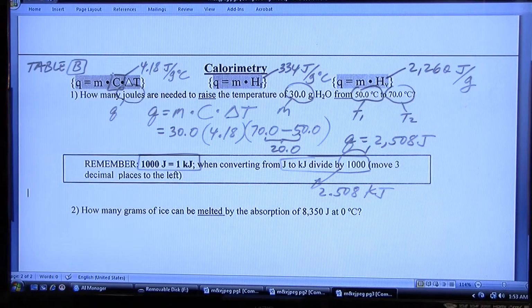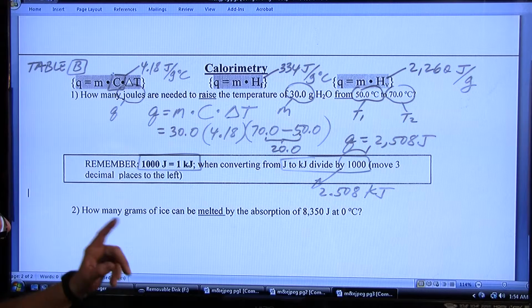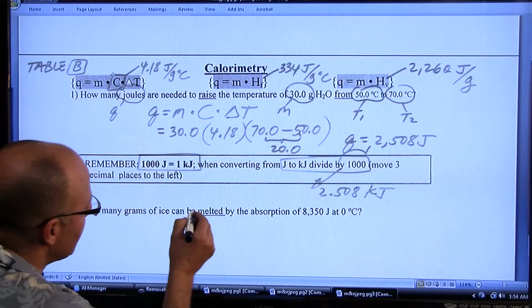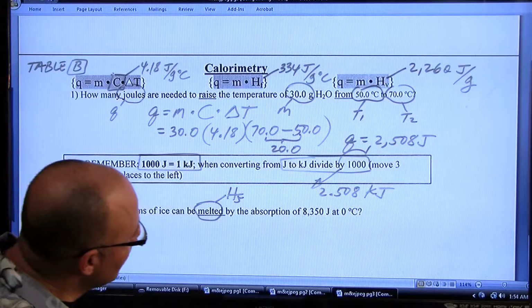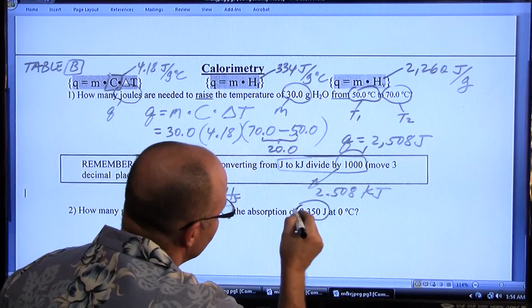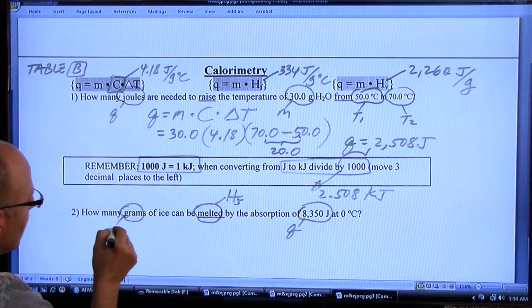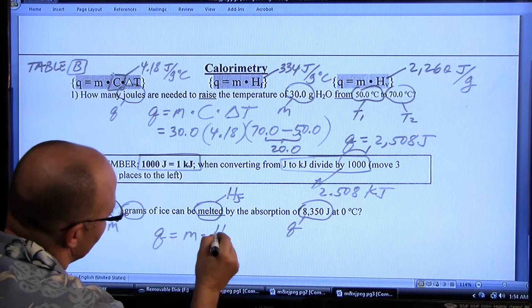Problem number 2. How many grams of ice can be melted by the absorption of 8,350 joules at 0 degrees Celsius? Notice they only give us one temperature here, because during melting, if you recall, as we said in the heating curve, there's no change in temperature. So that's a key, melting. So you know it's going to be heat of fusion. The 8,350, those are your joules, the Q. Now how many grams? That's your unknown, the M. So Q equals M times HF.